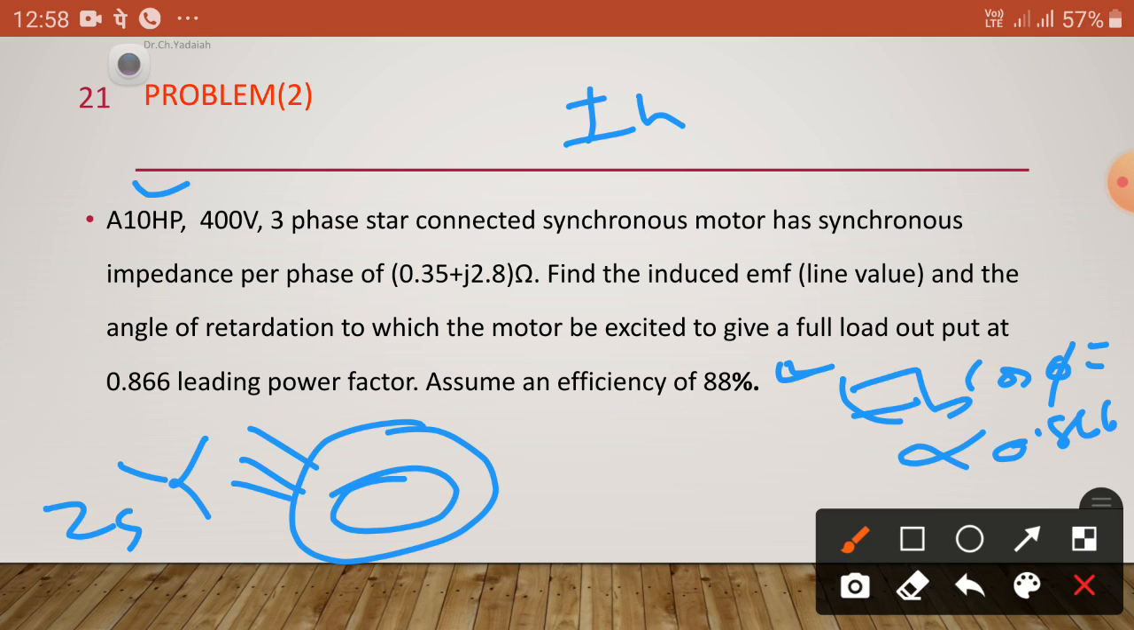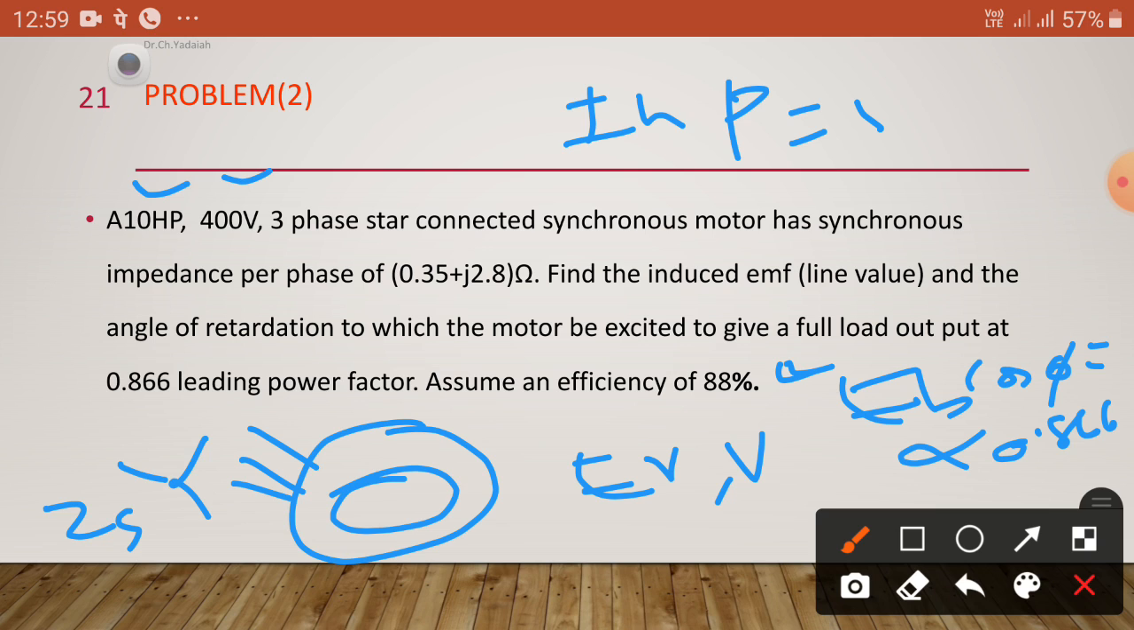Efficiency is equal to output by input, so input is output by efficiency. So the motor input P is equal to root 3 VL cos phi in three phase. From this you can calculate the armature current. If you know the armature current, then we can calculate I Zs. With V already given, we substitute in the formula: Eb is equal to the square root of V square plus (I Zs) square minus 2 V I Zs cos of theta plus phi, since the power factor is leading.